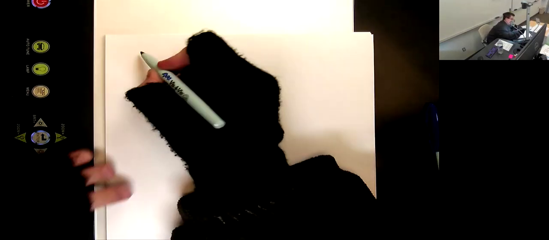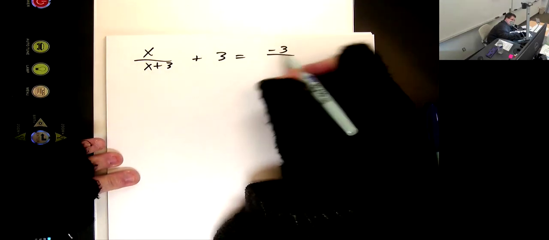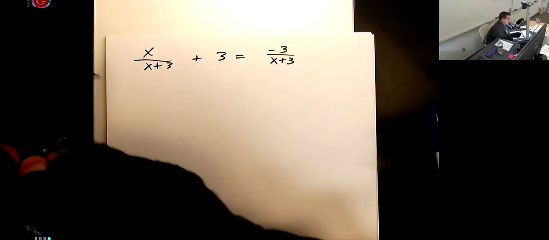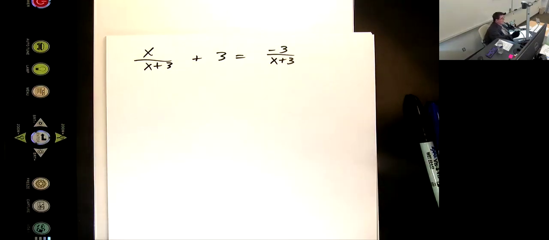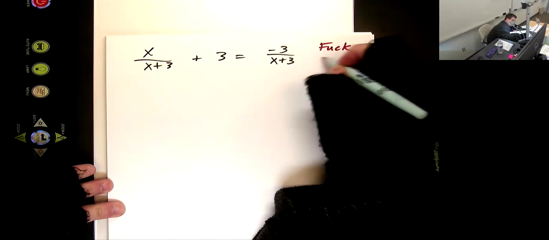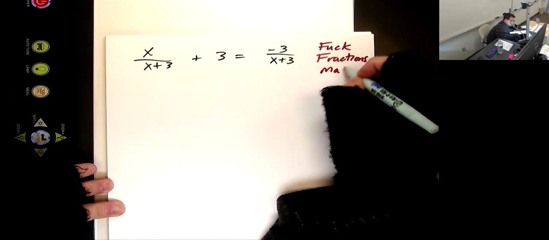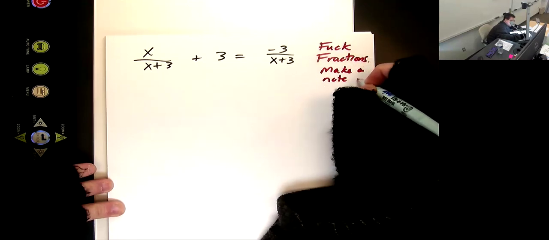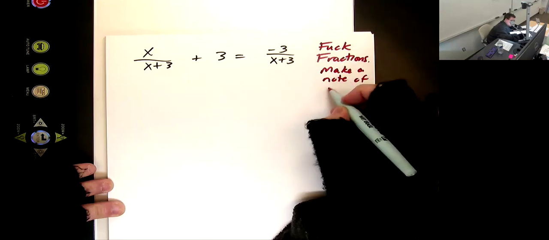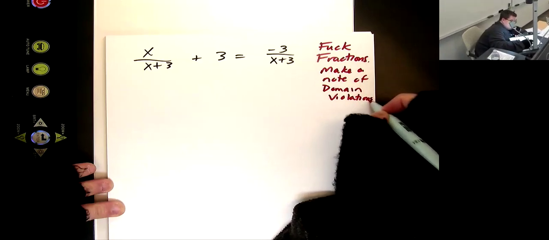Alright, so, quick way. What you should probably pretty much do, as long as there's no inequality. What does everybody say, the fractions? Buck fractions. But make a note. It's called domain violations, where the bottom equals 0.